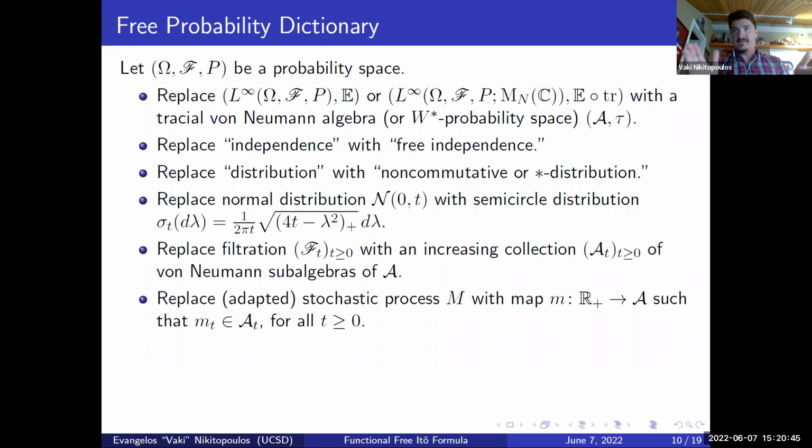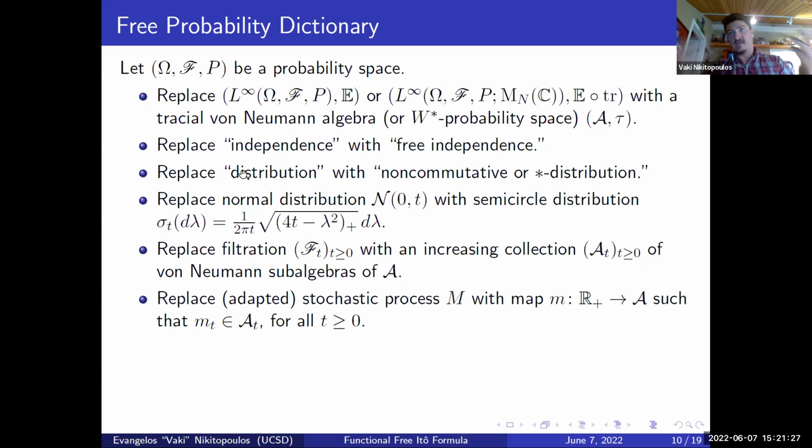Okay, so thankfully, we're going to transition to the free situation now. And thankfully, I get to assume that people are familiar with free probability now. I don't usually get that luxury in the talks I give, so that's good. I will just list a dictionary that we'll use to transition from the classical case to the free case. So let's have (Omega, F, P) be a probability space. As usual, we're going to replace bounded random variables, or matrix valued random variables, and expectation or trace with a tracial von Neumann algebra (A, tau), or I like to call it a W star probability space. We're going to replace independence with free independence.